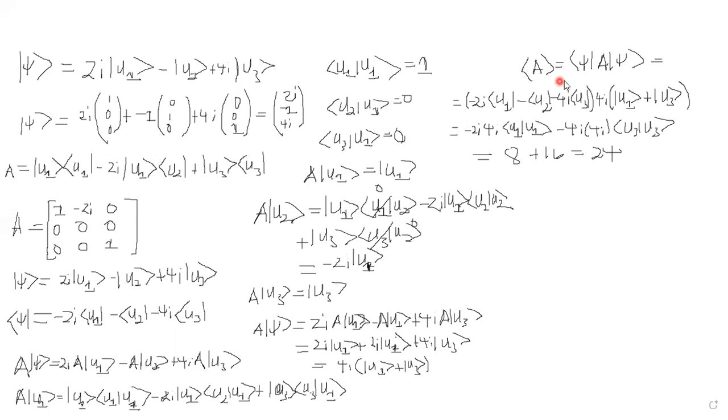So for the expectation value, we got the bra. The bra is already defined. We calculated that, and that's right here: negative 2i U1, minus 1 U2, negative 4i U3. That's what we have here, and we've got all this representation here.